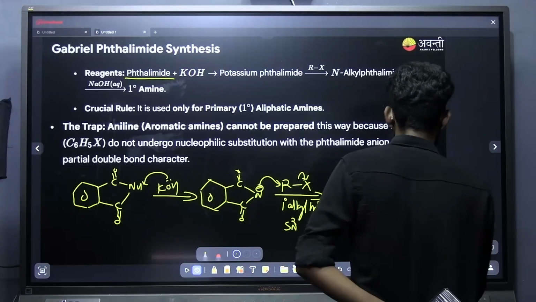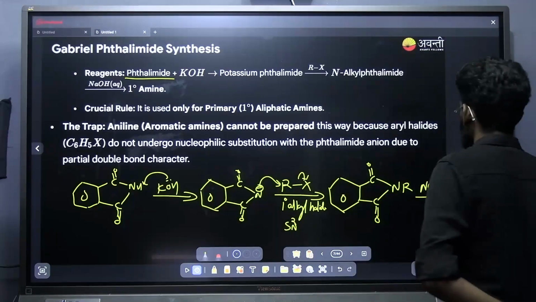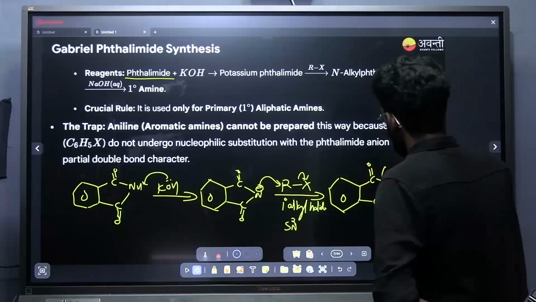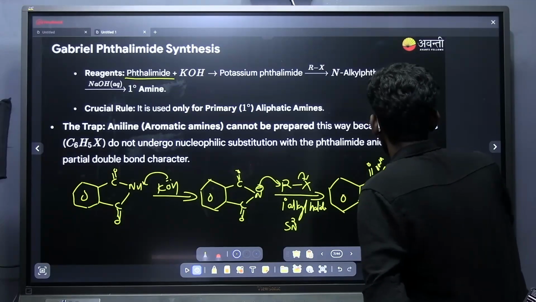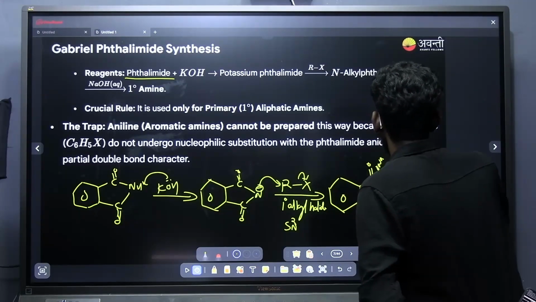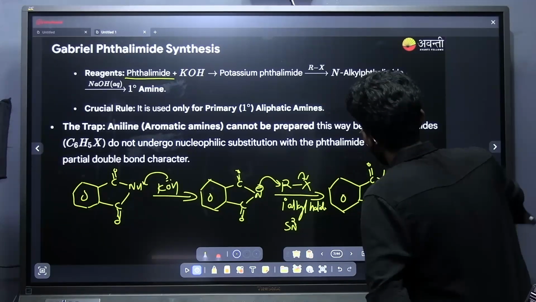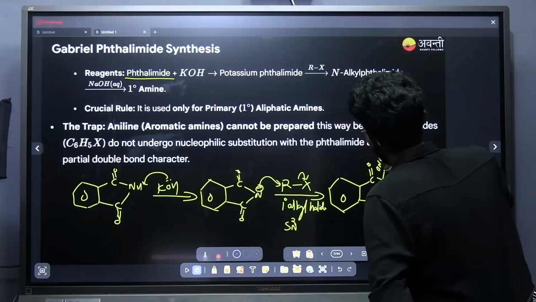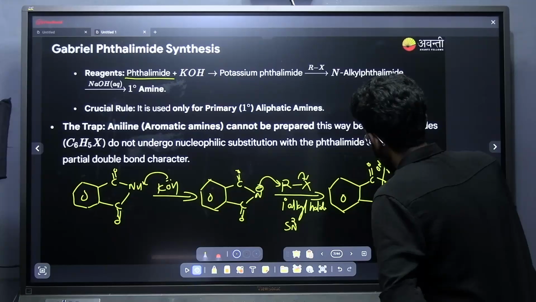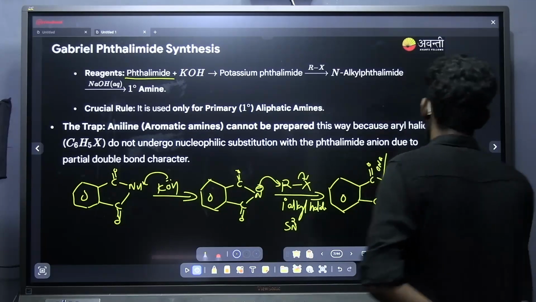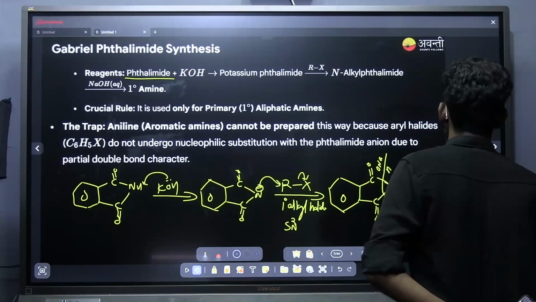Lastly we will be treating it with NaOH. And how can we write the final product? Just break this bond and put ONa here, break this bond, put ONa here and H here, like that here also, ONa and H, and finally we will be getting RNH2, that is a primary amine.